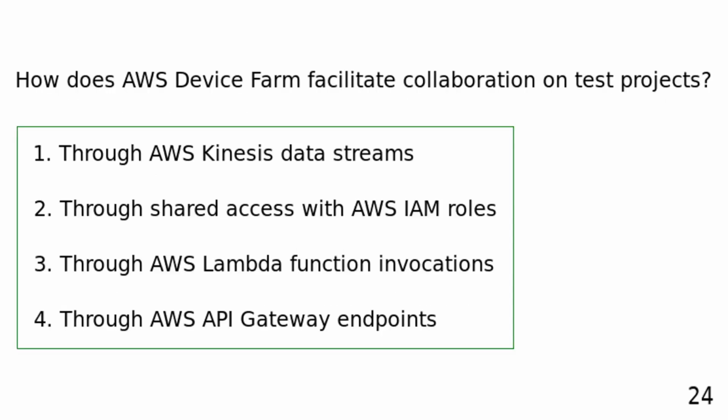How does AWS Device Farm facilitate collaboration on test projects? Through AWS Kinesis data streams. Through shared access with AWS IAM roles. Through AWS Lambda function invocations. Through AWS API gateway endpoints.